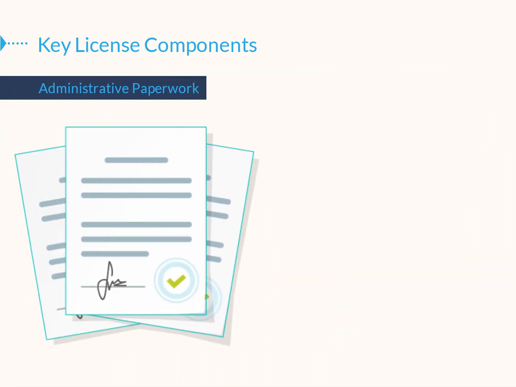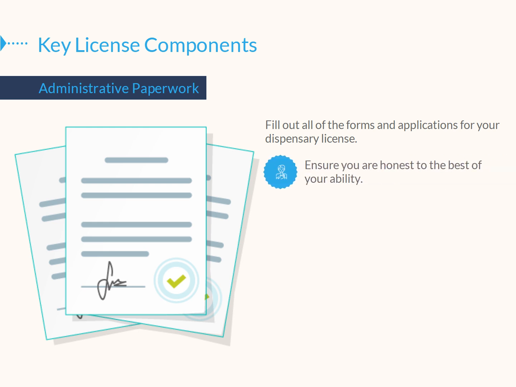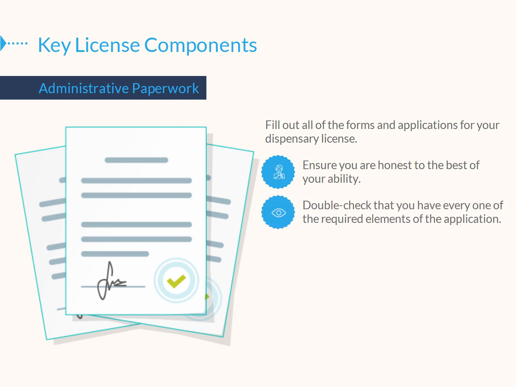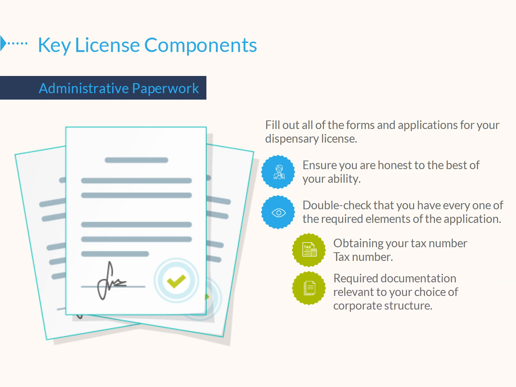Administrative paperwork. The next step in the process is filling out all of the forms and applications for your dispensary license. Ensure you are honest to the best of your ability and double-check that you have every one of the required elements of the application. This will include obtaining your tax number and any other required documentation relevant to your choice of corporate structure.